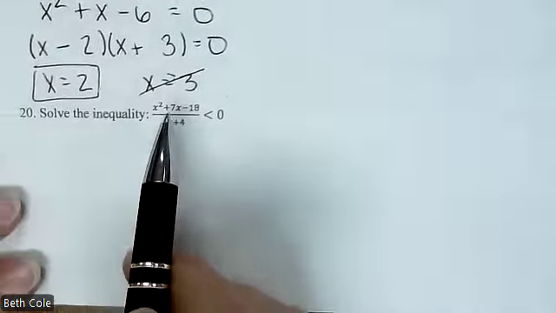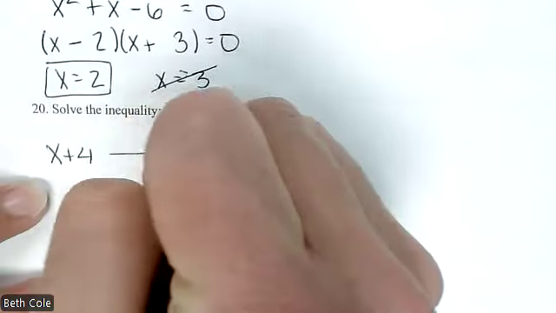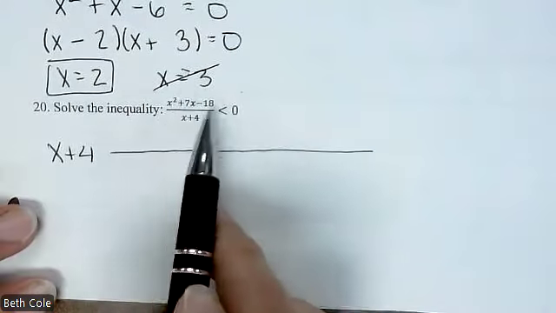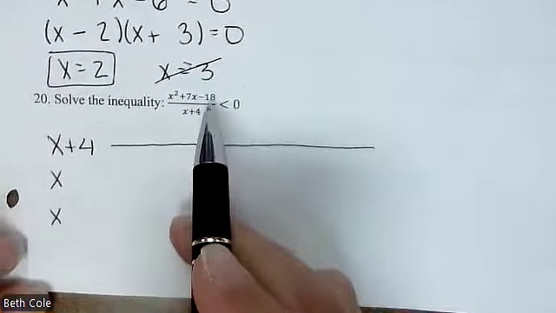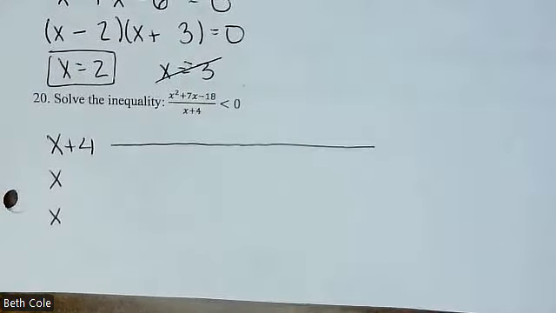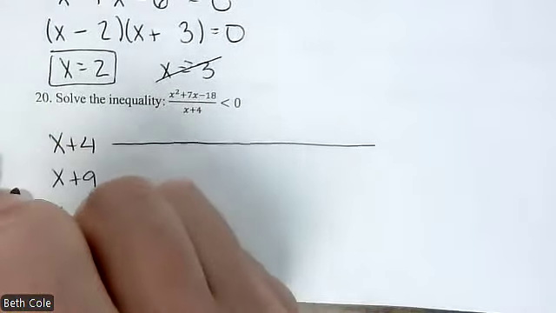All right, here we're going to make our number lines. I'm going to have a number line for my x plus 4. And then this is going to split x and x. 18 would split into what? You can do 3 and 6 or 9 and 2. Good, it would be plus 9 minus 2.